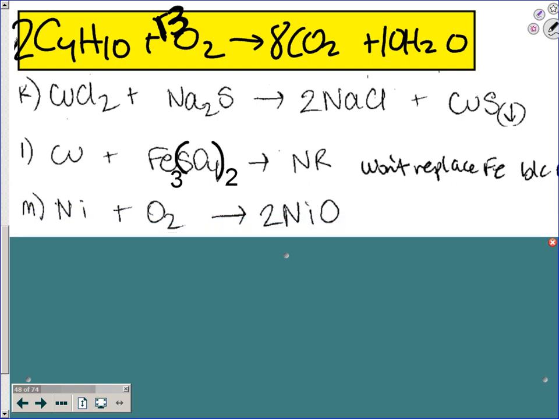Okay, couple more. Ni and O2, so nickel and oxygen, what's the only thing they can do? Combine and crisscross charges, right? We're making nickel 2 oxide. What kind of reaction would you consider this? Synthesis or combustion, right? Combustion of a metal, because it's got O2 in it, so it could be synthesis or combustion.